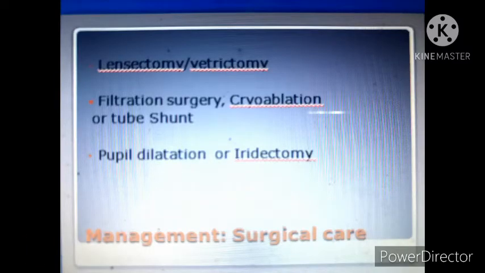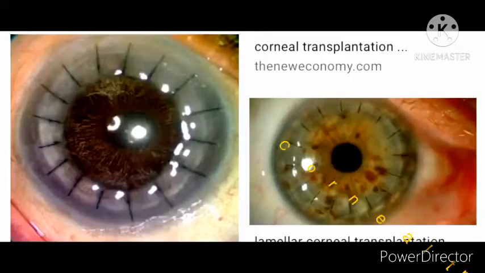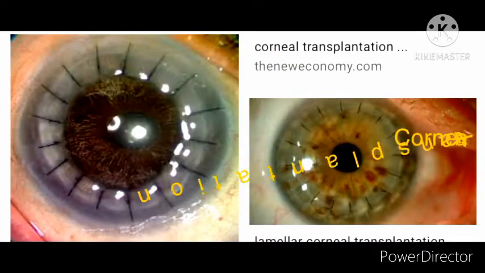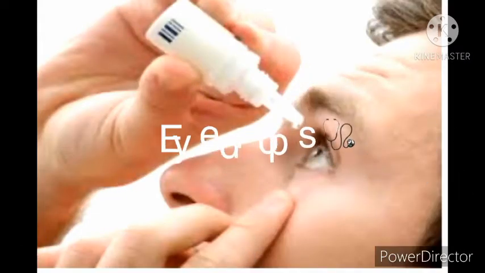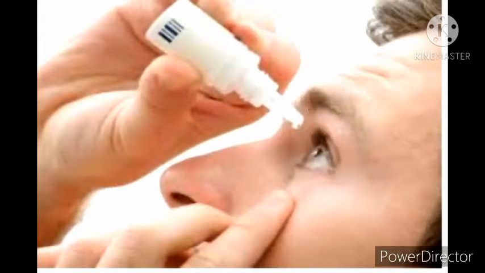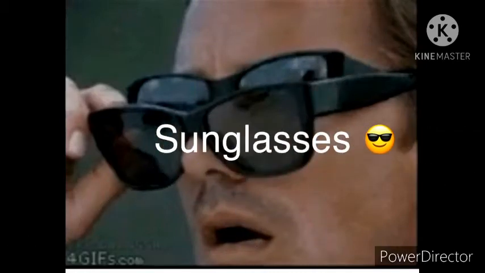Now let us proceed to the management. In management, we have lensectomy, vitrectomy, filtration surgery, cryoablation or tube shunt, pupil dilatation or iridectomy. In cases where both eyes are affected, the only way to improve visual acuity is through corneal transplantation. Surgery is carried out on an outpatient basis under general anesthetic. If the patient also presents glaucoma, this must be treated. Sometimes treatment with eye drops is enough to normalize the pressure, but at other times surgery is required. Lastly, if the child presents acute photophobia, wearing sunglasses may help.